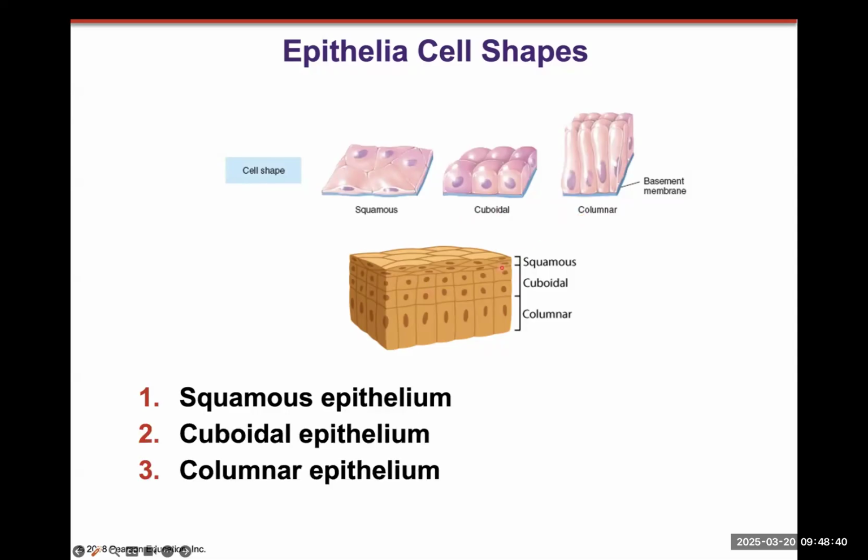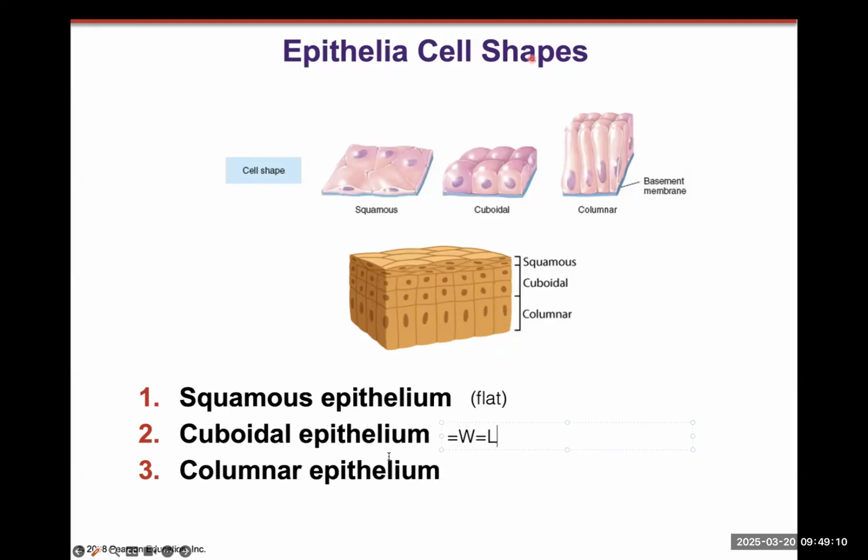The third one will be columnar. Squamous means flat. So let me write that for you. Squamous epithelium means flat, so they're going to have a flat shape. So you have a flat cell, that's a squamous epithelial cell, and then cuboidal means the width and the length are the same, so they're equal.